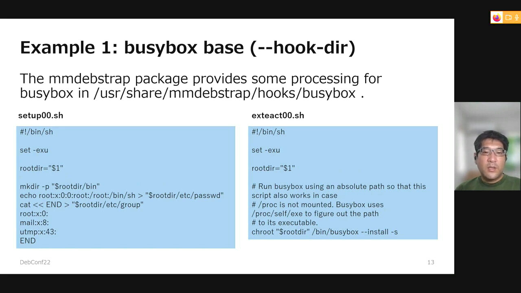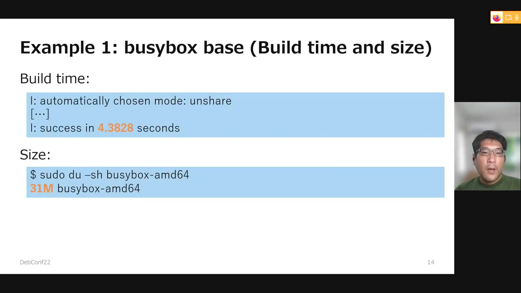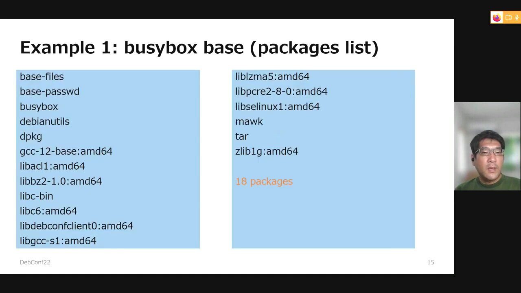In the extract 00 shell script, it executes busybox with the install option in chroot. This is run during the first package deployment. When we execute this setting, the processing time was about 4 seconds and the created image size was about 31 megabytes. And the packages provided in this image are 80 packages.